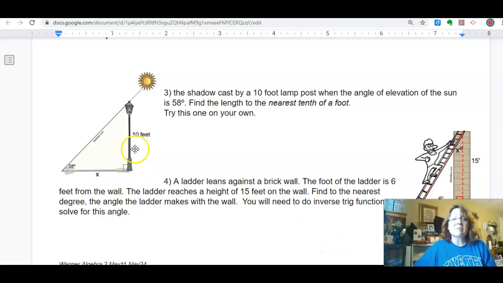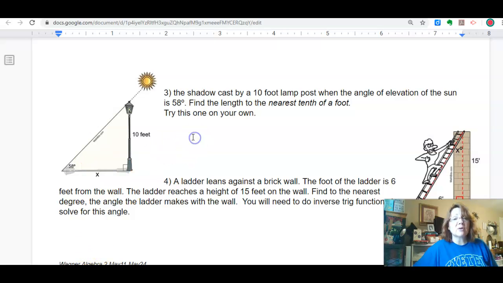The shadow cast by a 10-foot lamp when the angle of elevation to the sun is 58. So a lot of this is done for us. The only thing that I would have to do is, again, think 58 degrees and draw my little arrow saying, oh, it goes to here. So that would be my opposite. This is my hypotenuse, and that's my adjacent. So, again, it would be tangent.